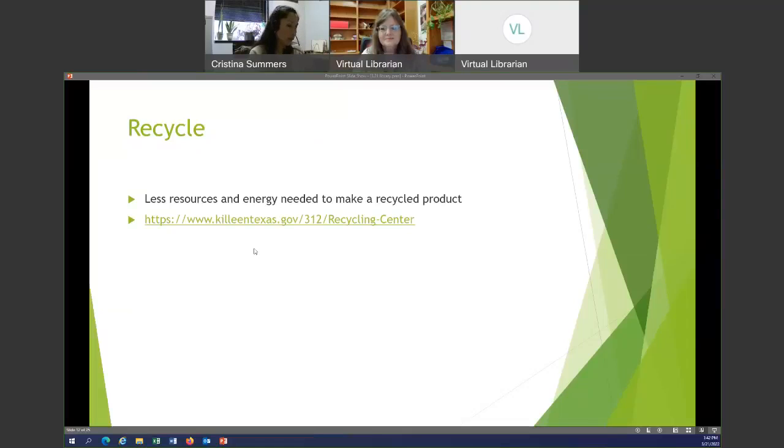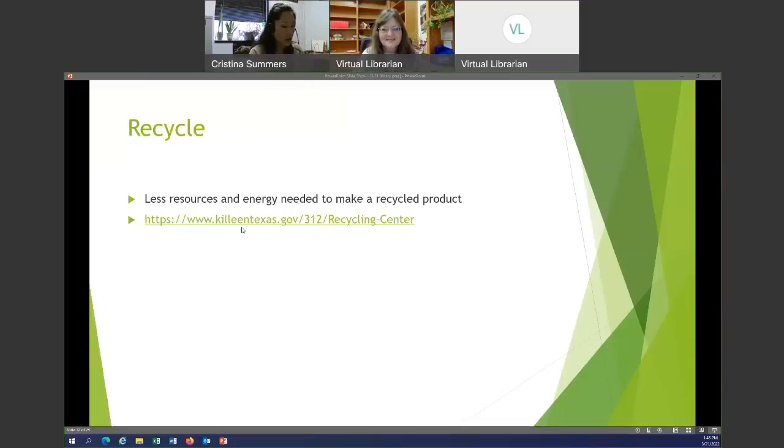Of course, this helps because compared to making a product from scratch, it uses a lot less energy and resources. There's a link to a local recycling center. There's actually a main recycling center in Killeen, and I found out they recycle quite a bit. Things you wouldn't think of, like cooking oil, pizza boxes, cell phones, cell phone batteries.